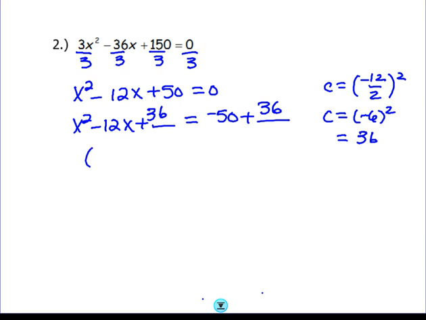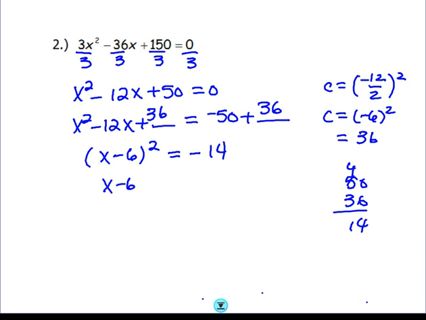Factor. What multiplies to give you 36 but adds to give you negative 12? It's negative 6 and negative 6. So (x minus 6) squared is equal to negative, what's 50 minus 36? It's 14, negative 14. Square root both sides: plus or minus the square root of negative 14.